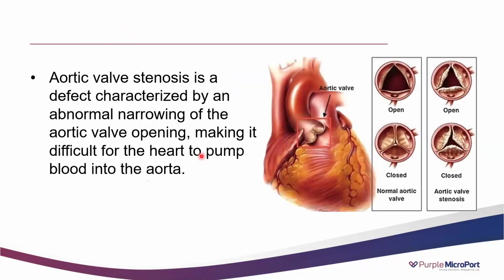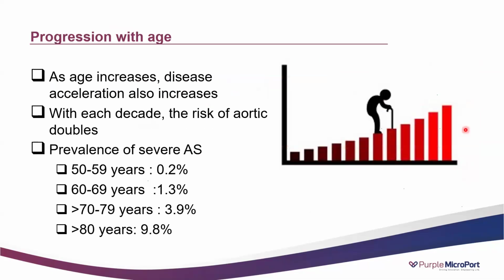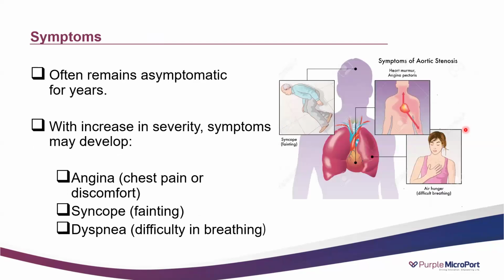As we told, as the age increases, there is calcium deposition on these leaflets and the valve becomes stenosed. That we call aortic stenosis. This is not happening in one day or two days. It is a progressive disease that happens over a period of time. As the age increases, the prevalence increases. After 80 years, the prevalence is 9.8%. This is global and may differ from country to country.